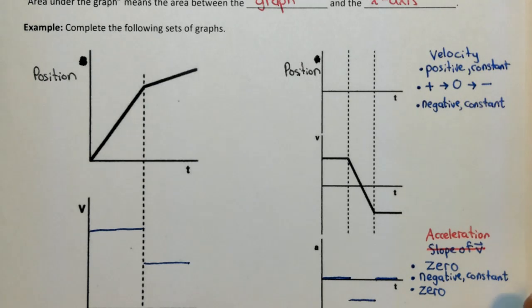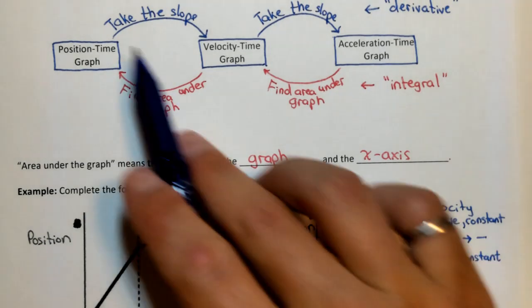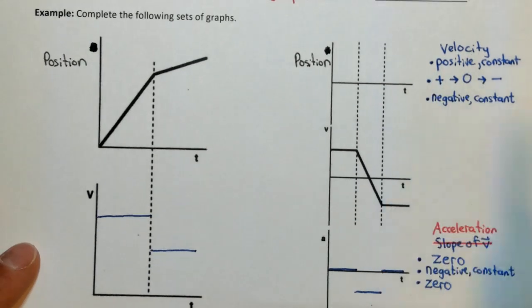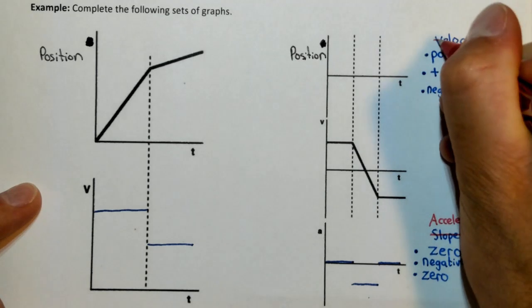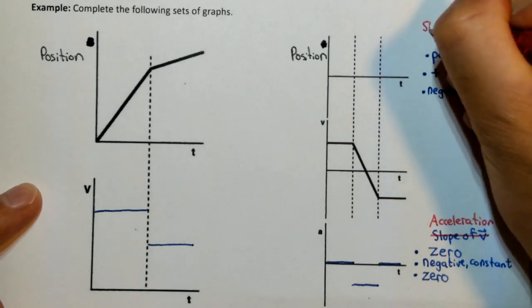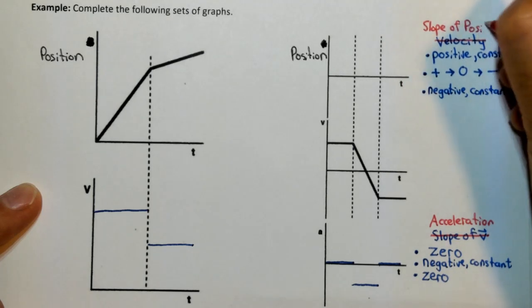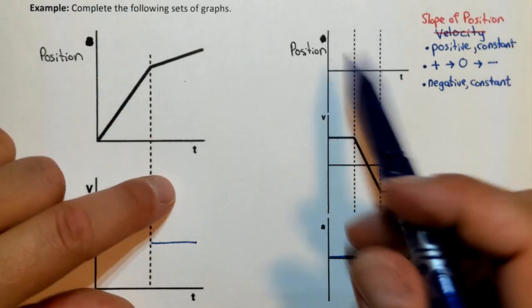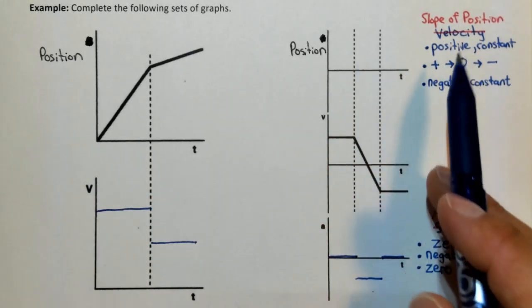So the whole idea here was if I looked at the velocity, that would help me figure out my position, because the slope of position gives me velocity. So everything I've written about velocity is also true about the slope of position. So now I have to graph position. I have to graph something whose slope is described by these adjectives.